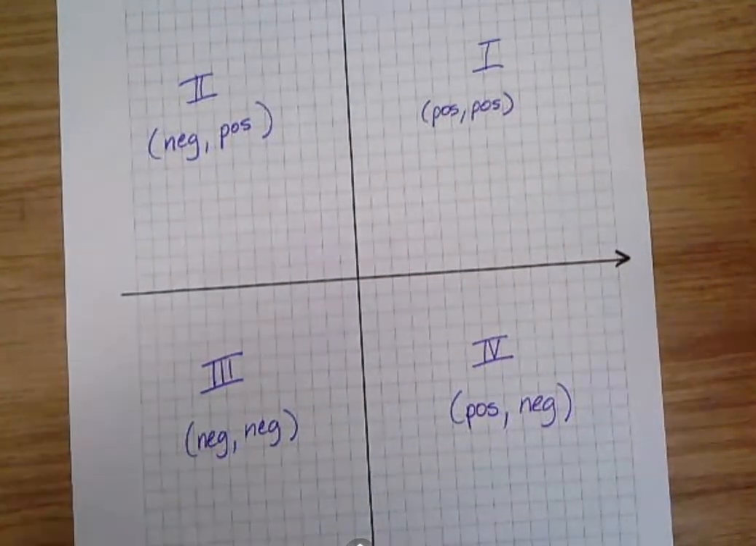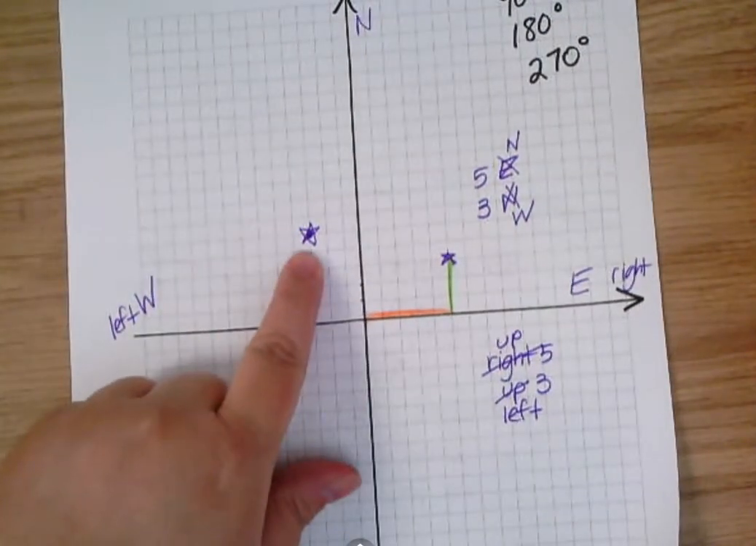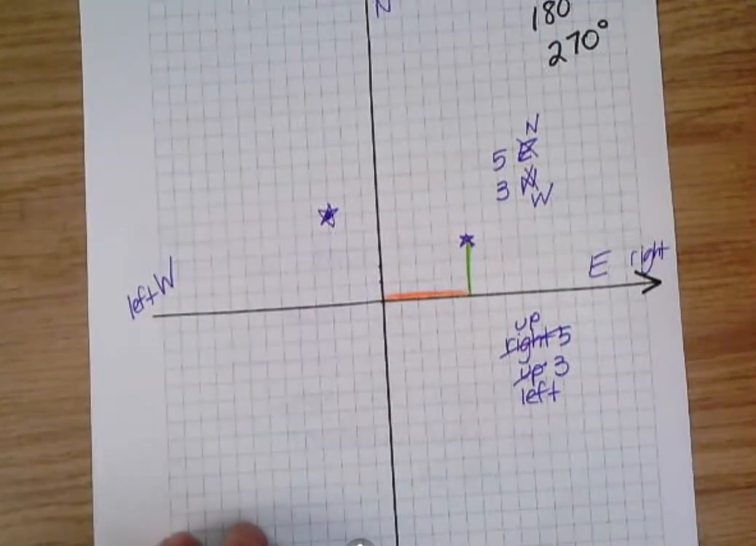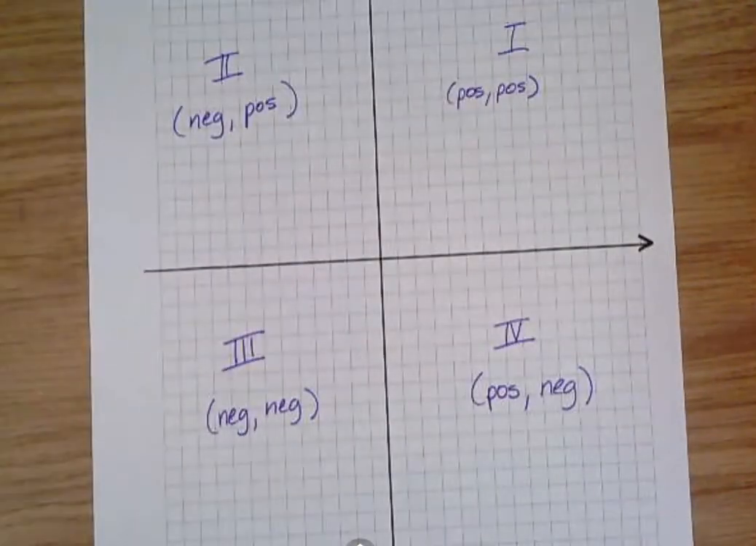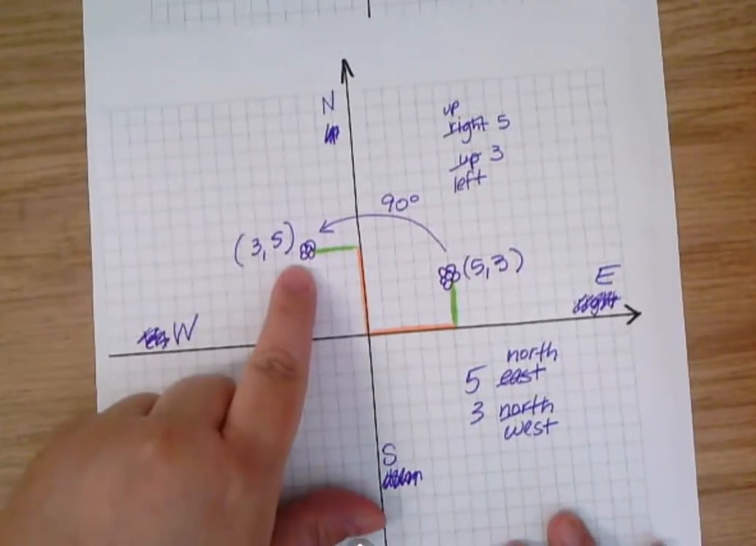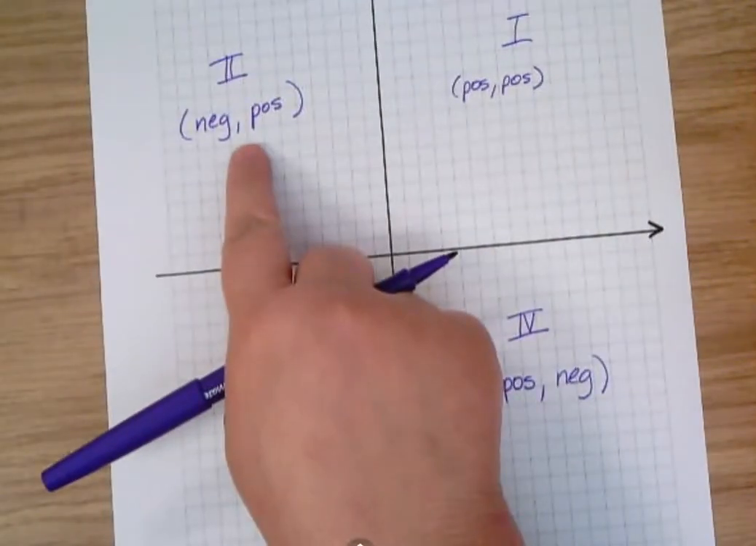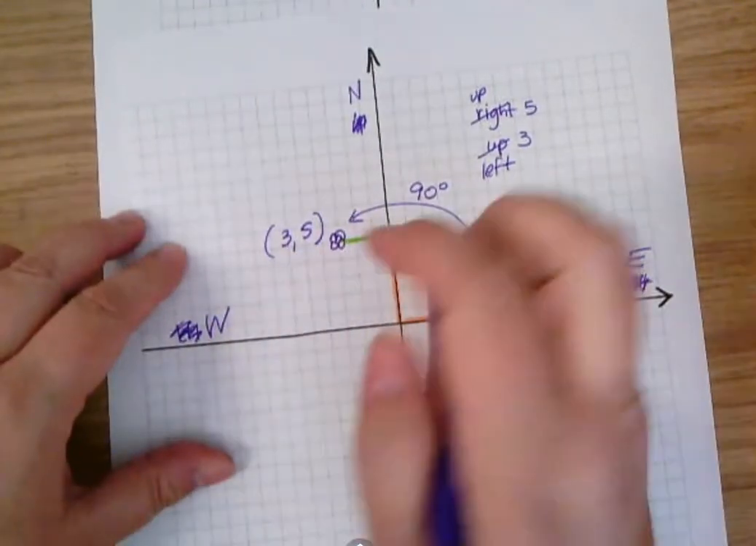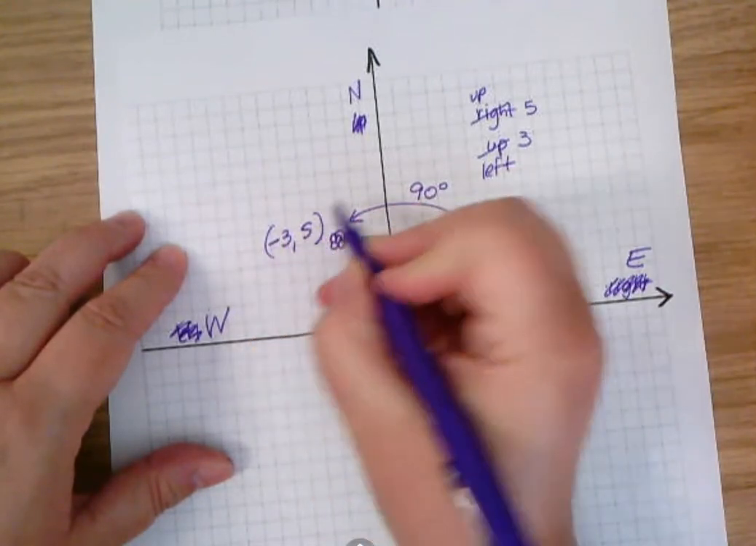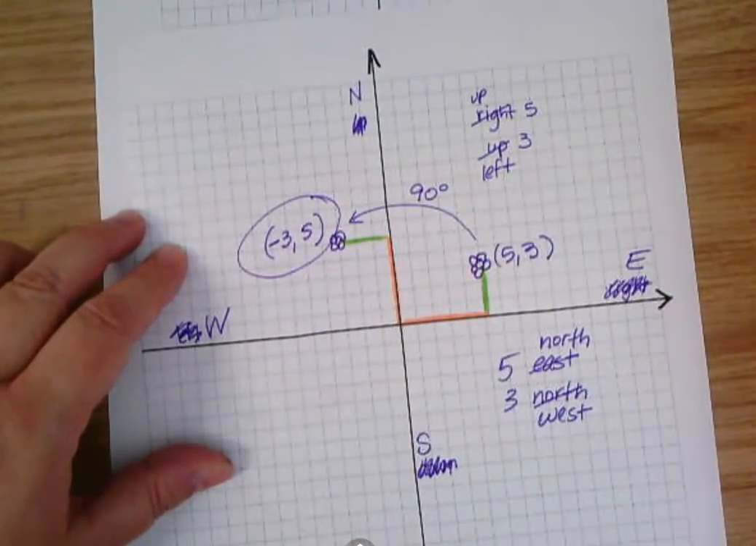So if I know which quadrant my point ended up in, and this is not actually the same drawing I showed you guys, sorry. There we go. Let's go with the flower. If I know what quadrant it ends up in, I know what the signs should be. Negative, positive, because it ended up here. So the 3 is going to be negative and the 5 is going to be positive, and that's my answer.